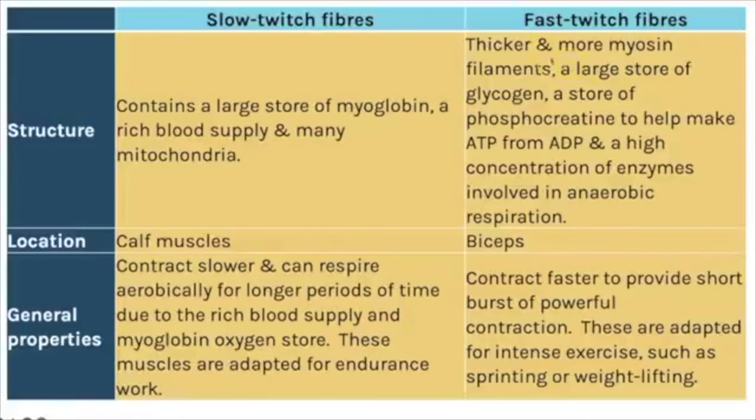Fast twitch fibre muscles are much thicker and there are more myosin filaments. They have a large glycogen store and a phosphocreatine store to help make the ATP. They also have a high concentration of enzymes needed for anaerobic respiration. Now, all of those structural features link to the properties of it: it contracts faster, with short bursts of powerful contractions as well. So this is for intense exercise, and as we said, it would be anaerobic respiration. And an example would be your biceps when you are contracting your biceps.